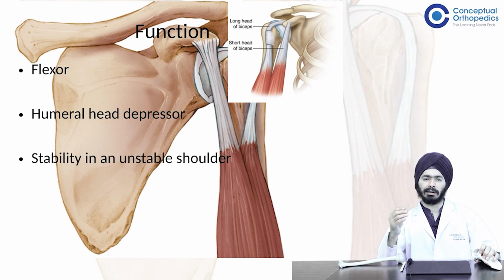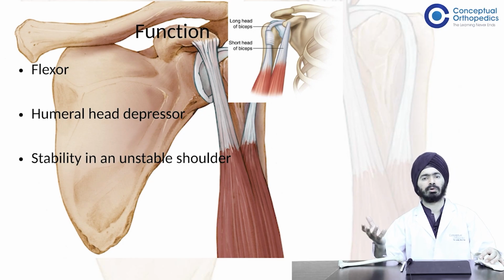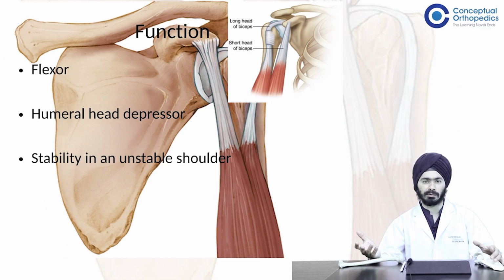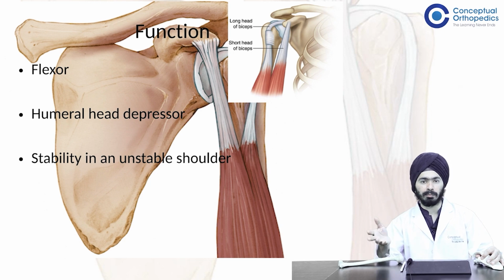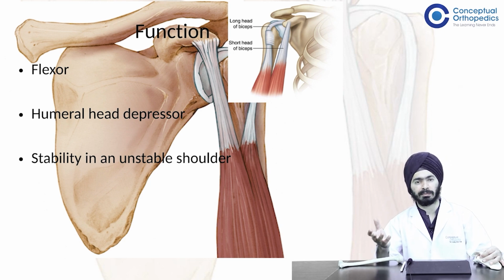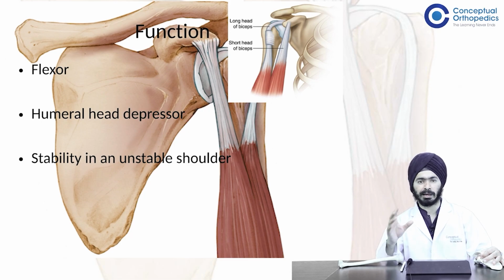It is said that it acts as a humeral head depressor. Also it gives some power to the flexor function of the biceps, though the main flexor power comes from the short head, and although the main flexor of the elbow is your brachialis, whatever function of flexion of elbow is coming from the biceps tendon, it's mainly from the short head.